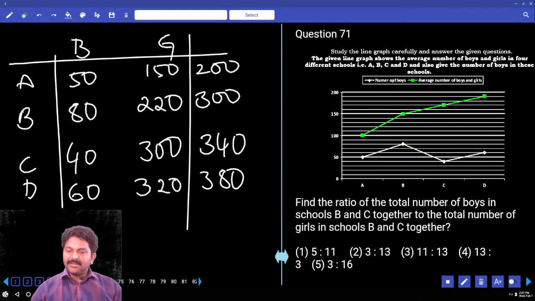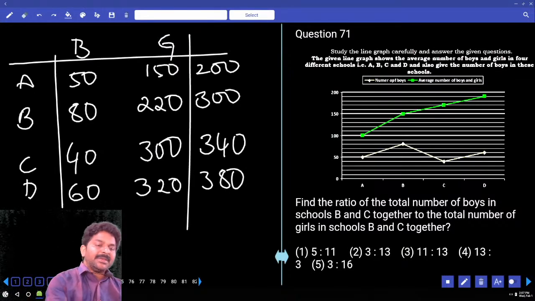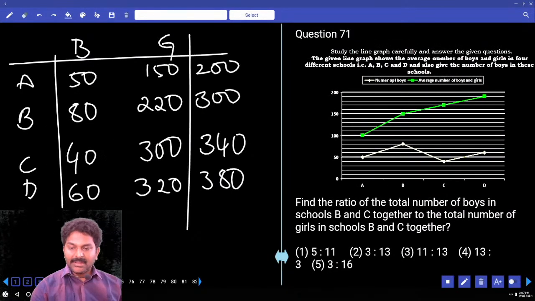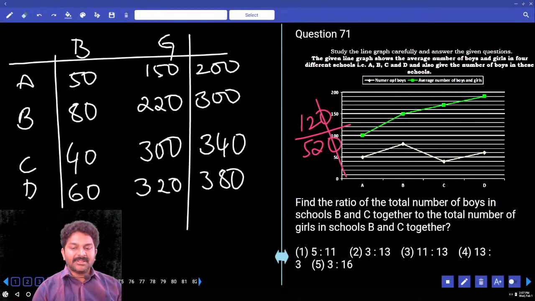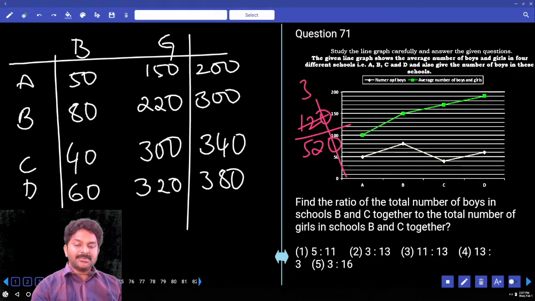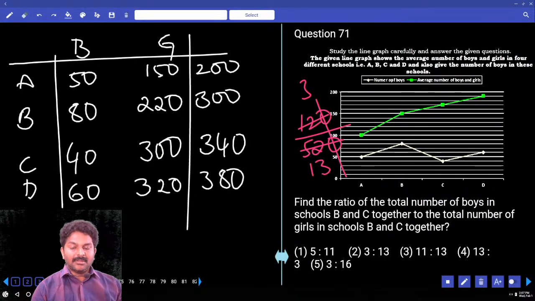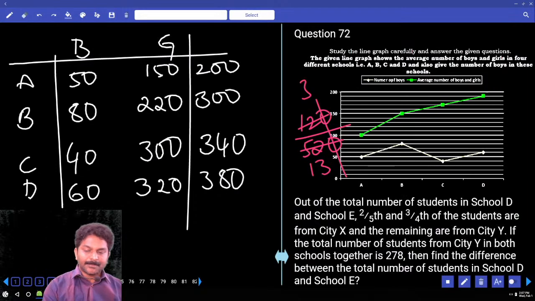Fine. Let's see. Find the ratio of the total number of boys in schools B and C together to the total number of girls in B and C together. B and C, how many boys are there? 120. Let me write here 120. Ratio between boys and girls. How many girls are there? 520. The 0, 0 gets cancelled. Cancellation with 4. 3 times 4, 13 times 4. 3 is to 13, second option.